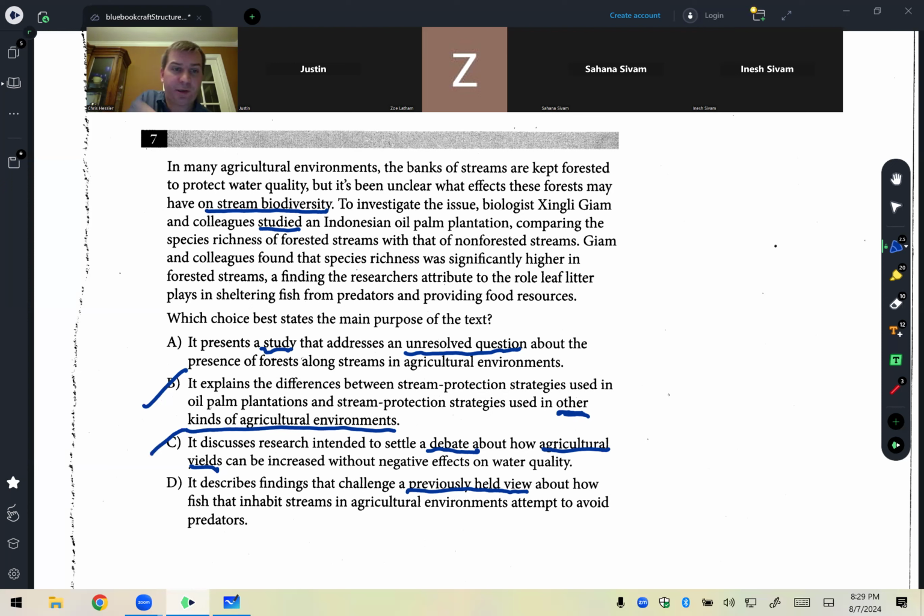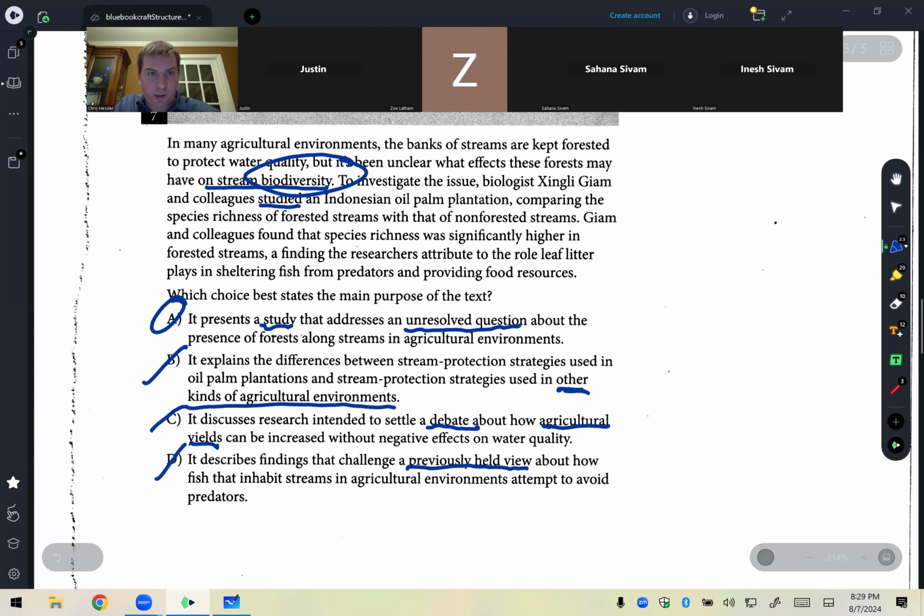D, are we asked about a previously held view? No, this one was A. We have a study about an unresolved question. The unresolved question is biodiversity. And just a couple more, we're on to the paired passages.